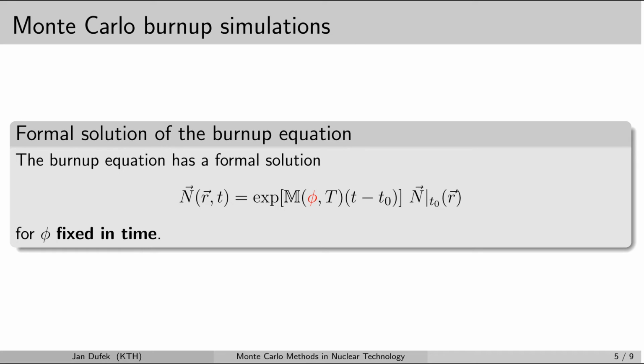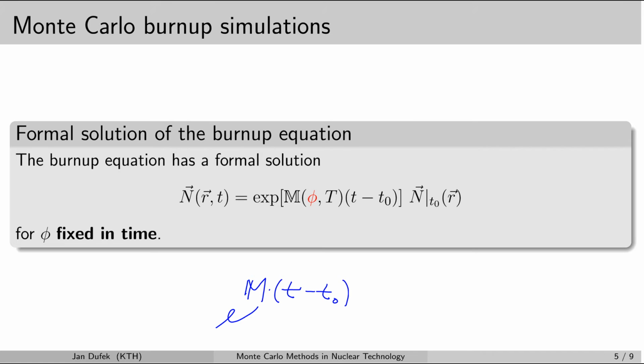Let's have a look at this formal solution. You can see that it's a product of two quantities, where the first one is the so-called matrix exponential. Let me write the matrix exponential here. So the matrix is in the exponent, and the matrix is multiplied by the time interval, time minus the initial time 0.